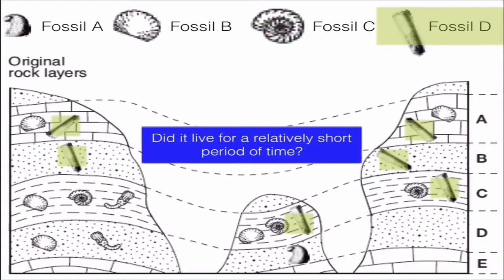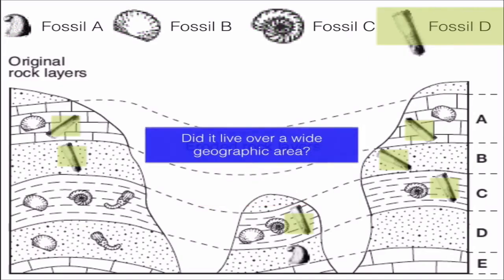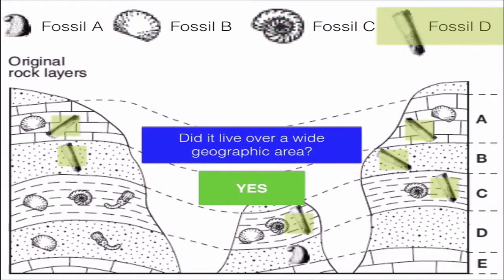And to finish with fossil D, it does not show that it lived for a relatively short period of time. It looks like it lived for a very long period of time because it's found in multiple vertical layers, and it was geographically distributed over all 3 spaces, so that would be a yes. So once again, only fossil C showed the 2 characteristics necessary to be an index fossil.